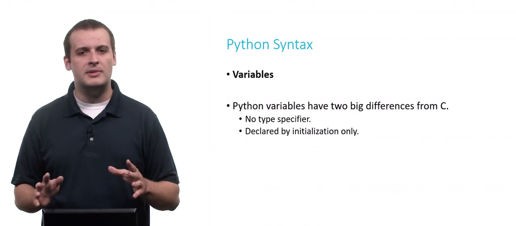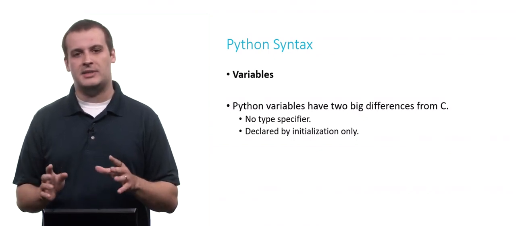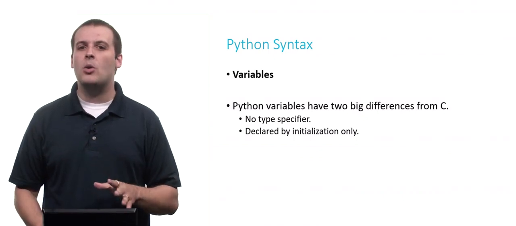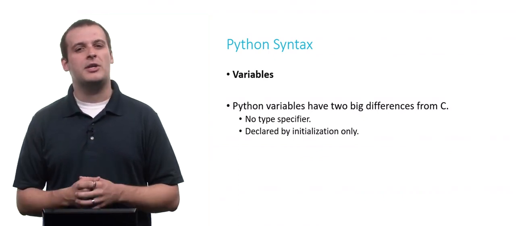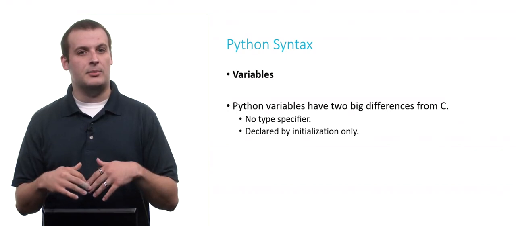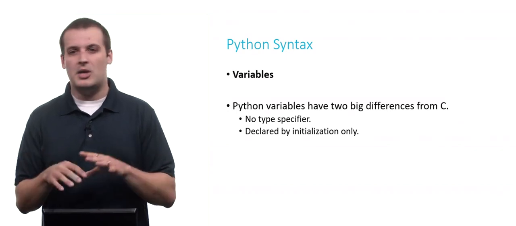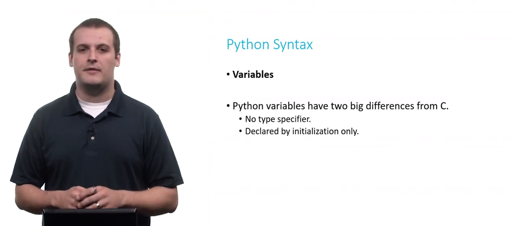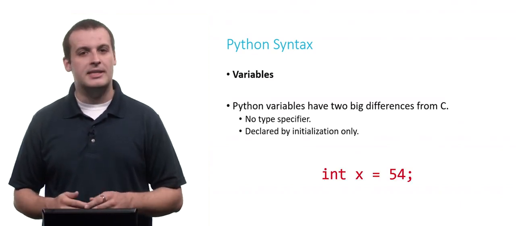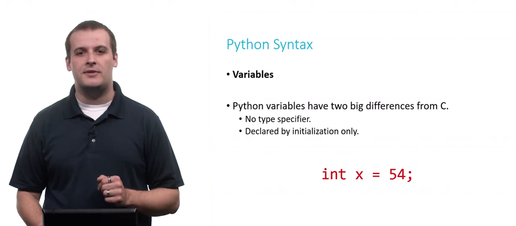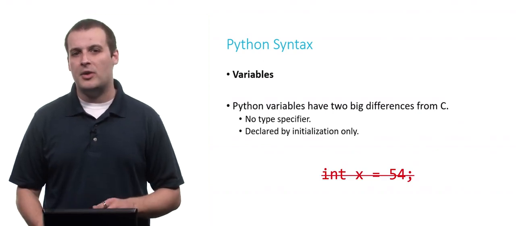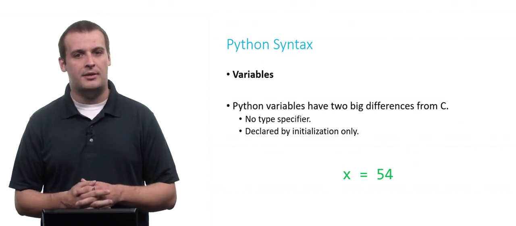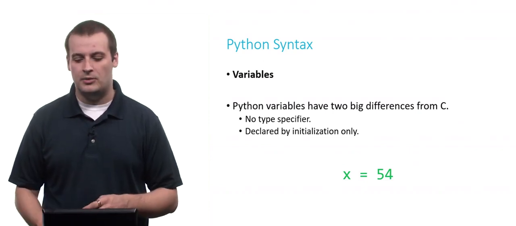So variables have 2 big differences from C. We don't have to specify a type anymore, so that's pretty cool. And we can declare them only by initialization. So you may recall in C that we could declare a variable by saying, for example, int x semicolon, but not actually assign a value to it, not initialize it. In Python, we can only declare variables by initializing them. So where in C we might say something like this, int x equals 54 semicolon. In Python, we just say x equals 54. And that creates a new variable for us in Python called x and assigns it the value 54.